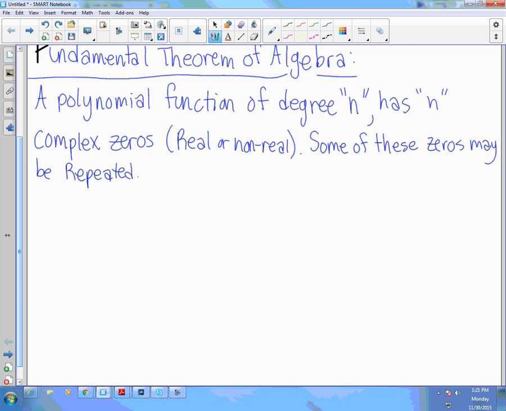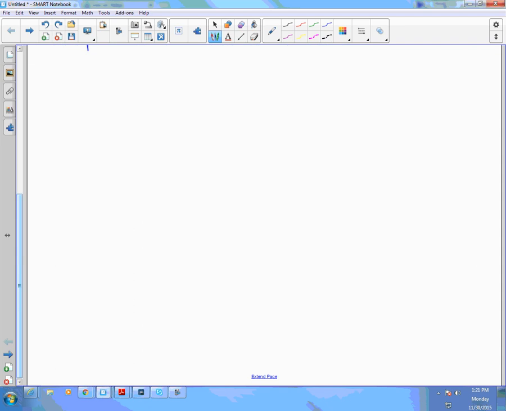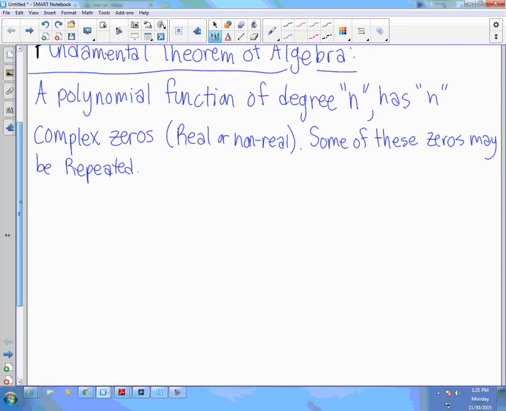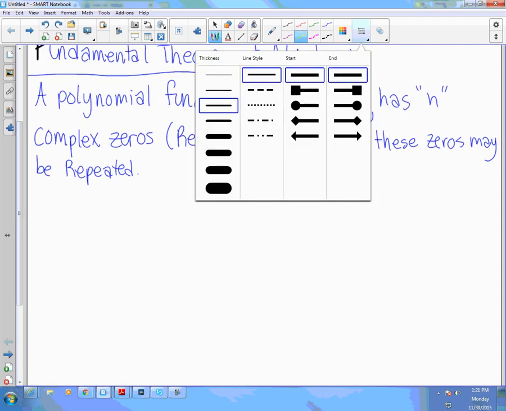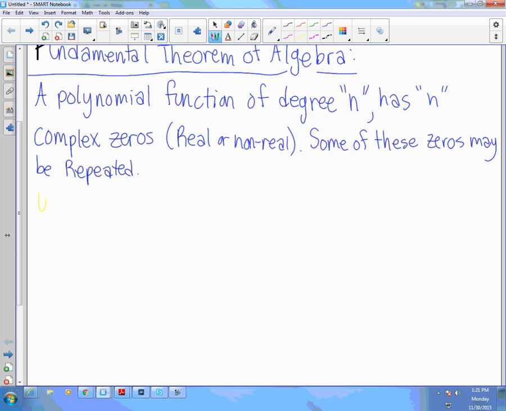Okay, for this example, we're going to write the polynomial in standard form. Oh, yellow. How did that happen? No one can see yellow.